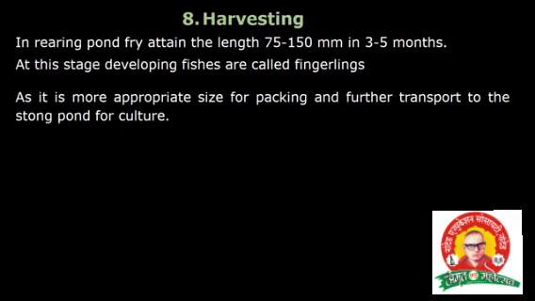Last point is harvesting, an important point. In the nursery pond, we saw the fry are 15 to 20 mm. But in the rearing pond, fry attain a length of 75 to 150 mm in 3 to 5 months. At this stage, the developing fishes are called fingerlings. It means the fish change from fry to fingerlings and from fingerlings to the last stage, table size. We will see that in the next topic, stocking.